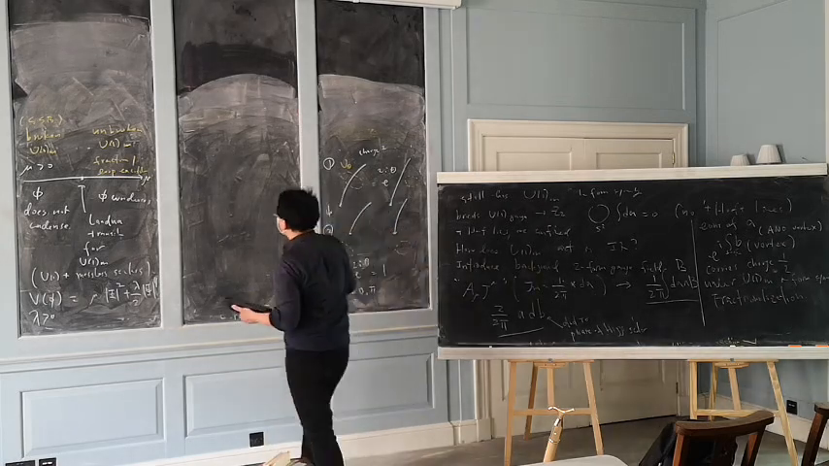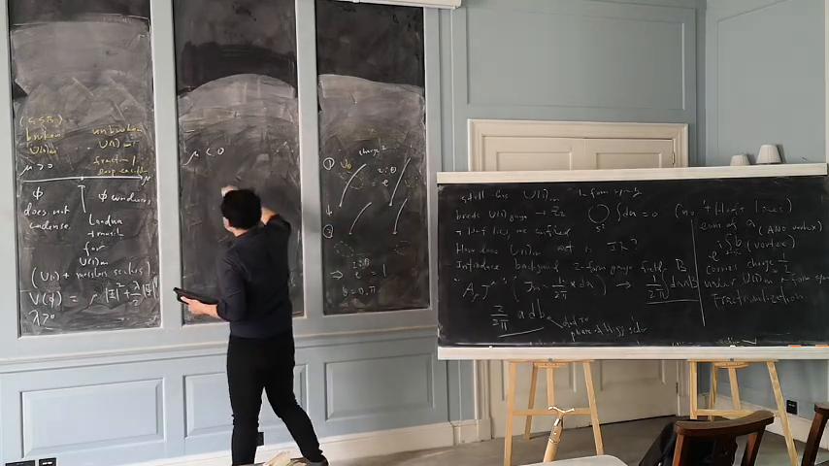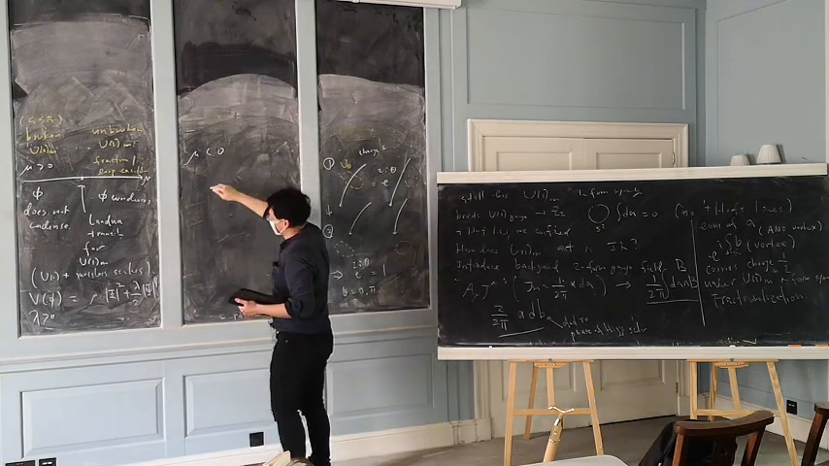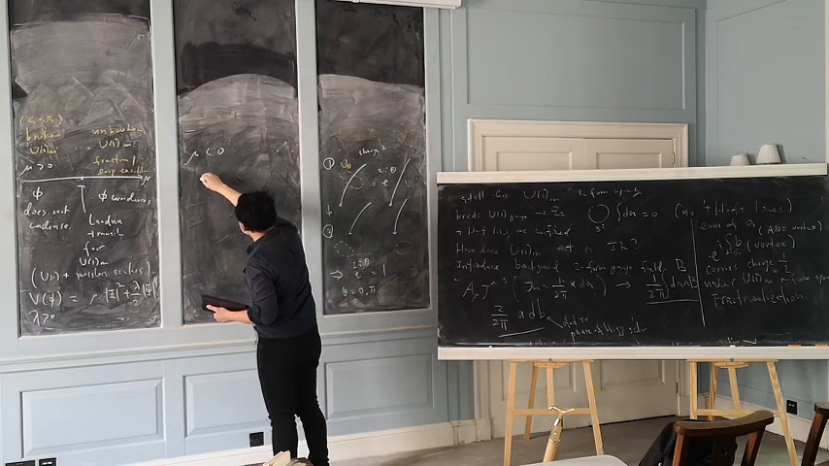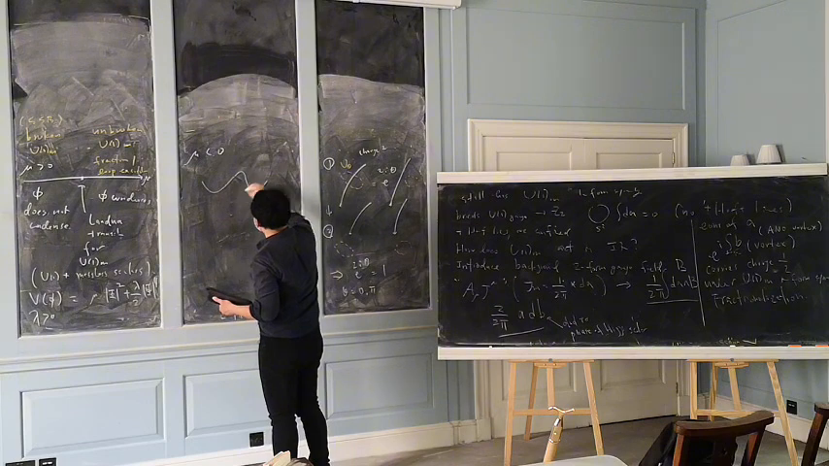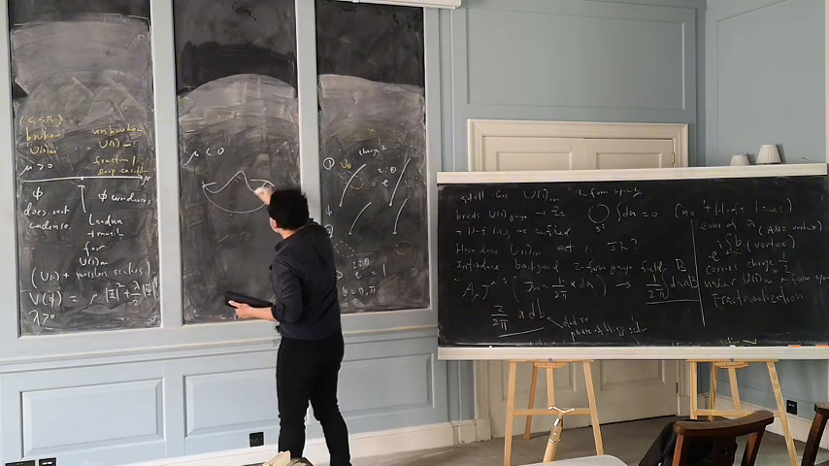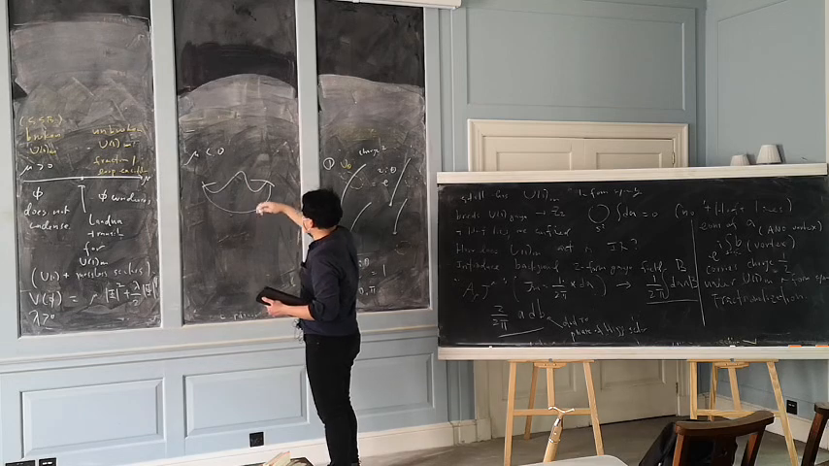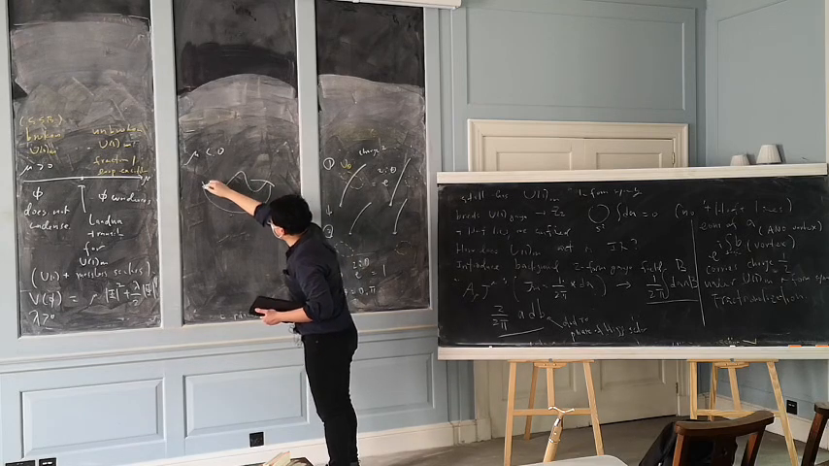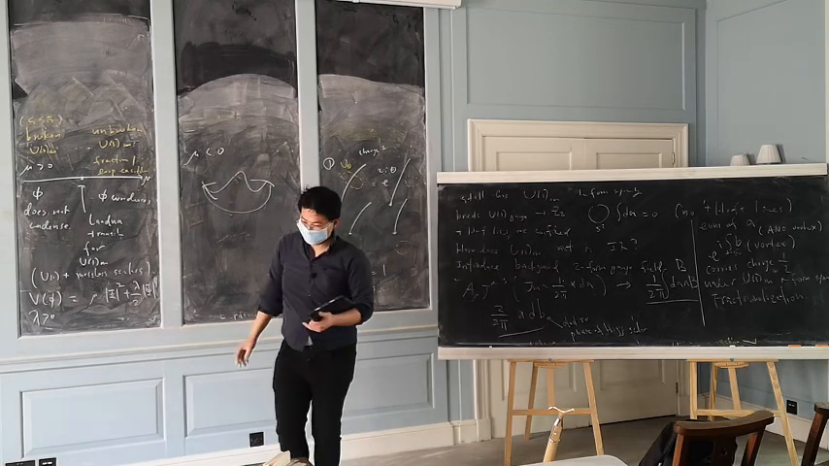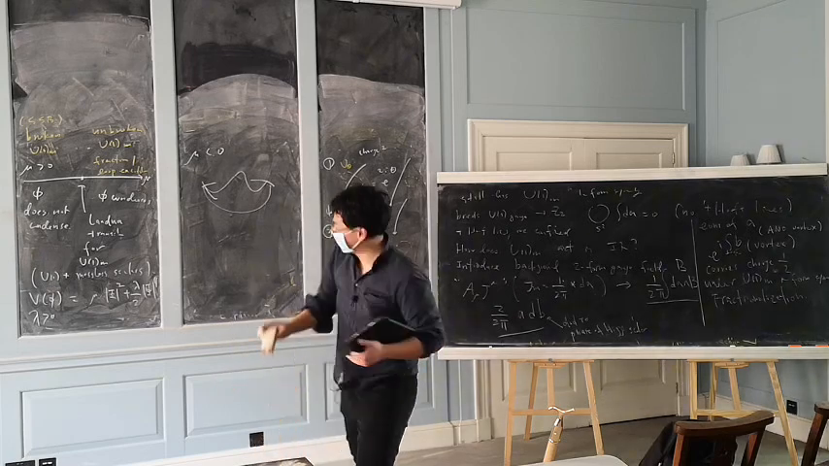So when mu is negative, you have the standard Mexican hat shape. Well, I'm not sure how to draw it. Something like this. Okay, well, let me just draw it as a rotation curve.